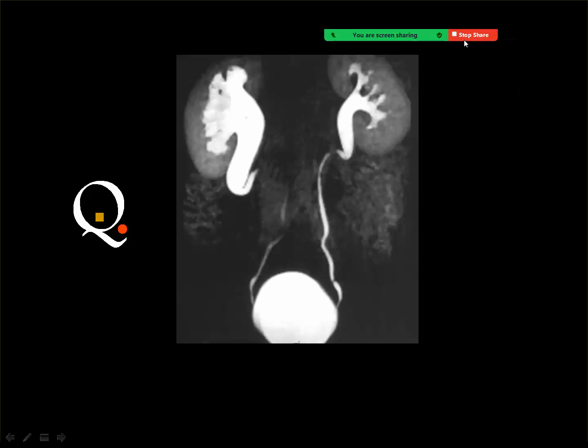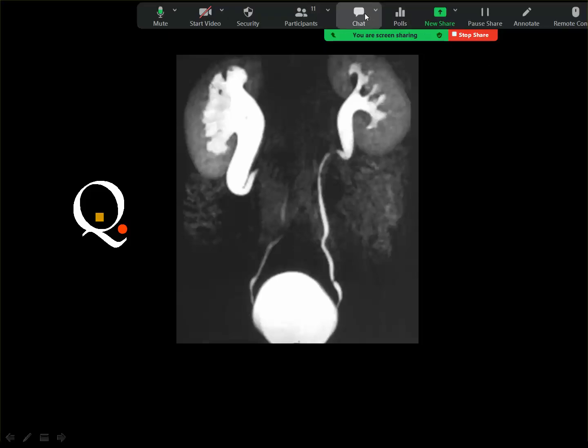The next case is an MR urogram of the kidneys, ureters, and the urinary bladder.